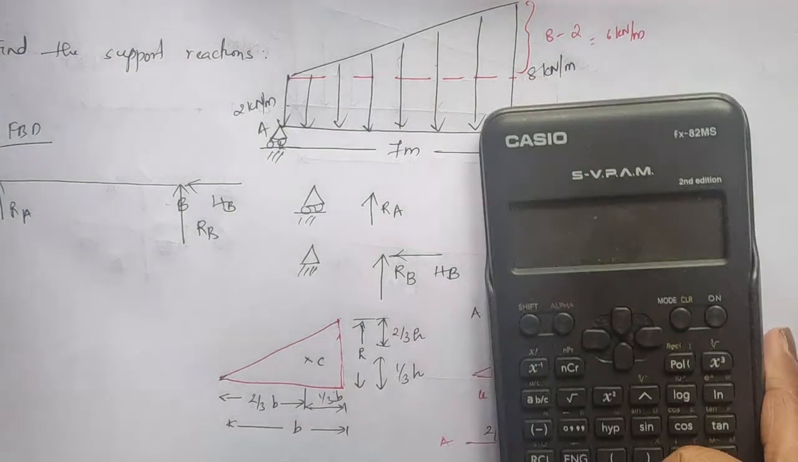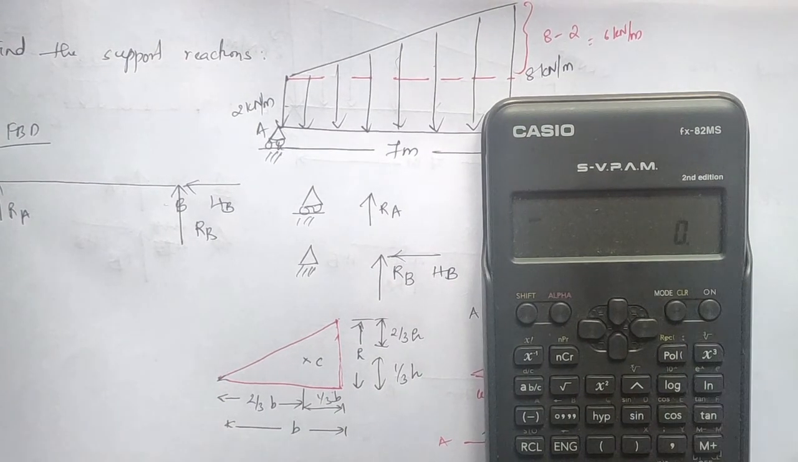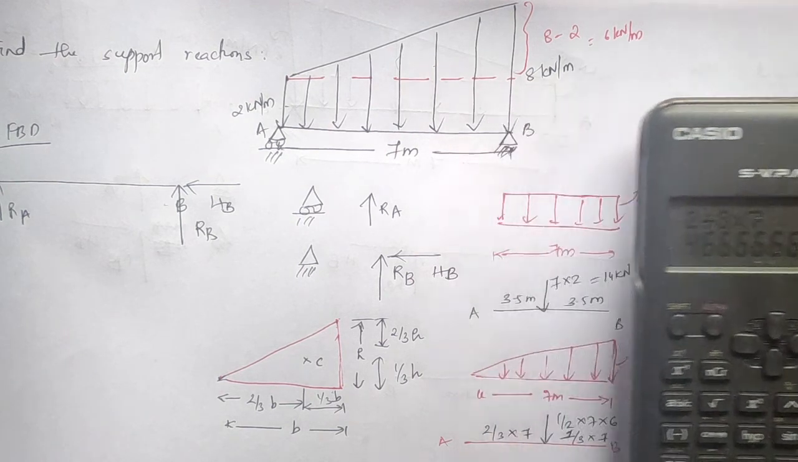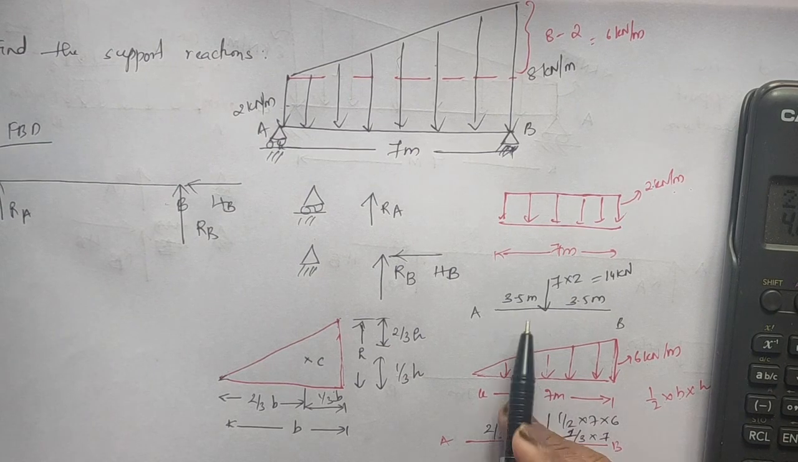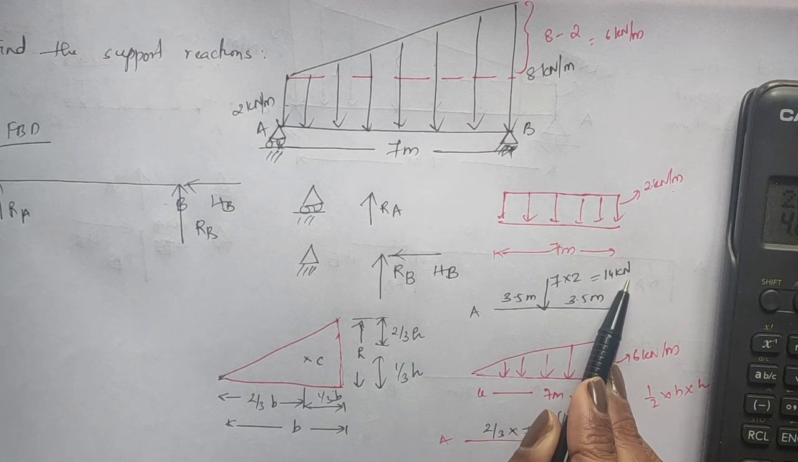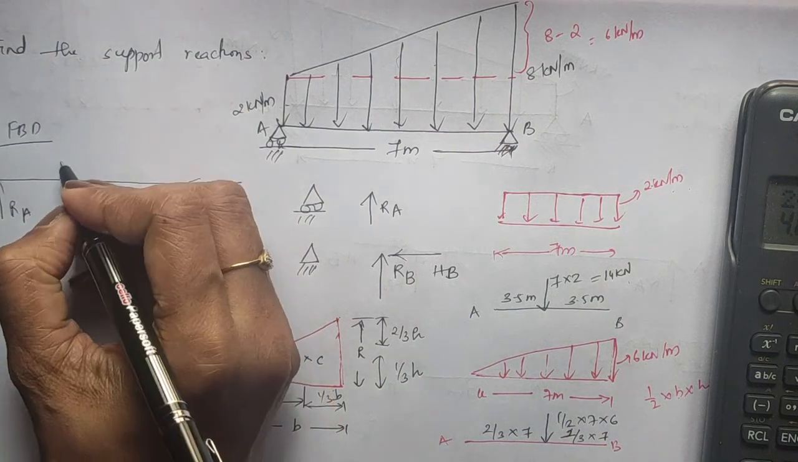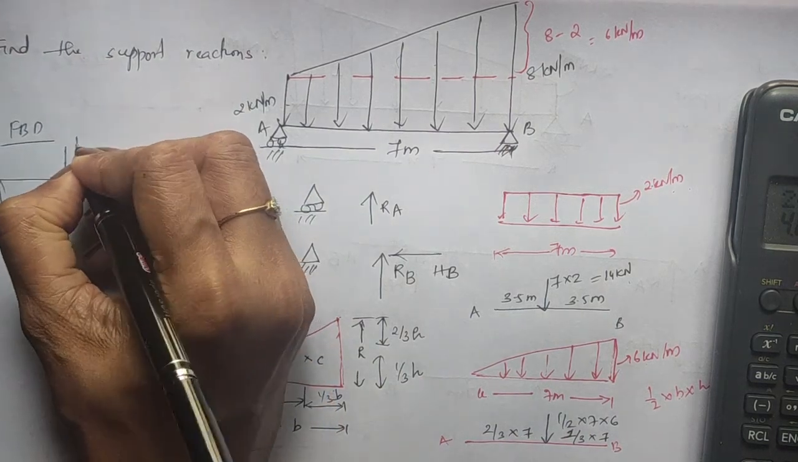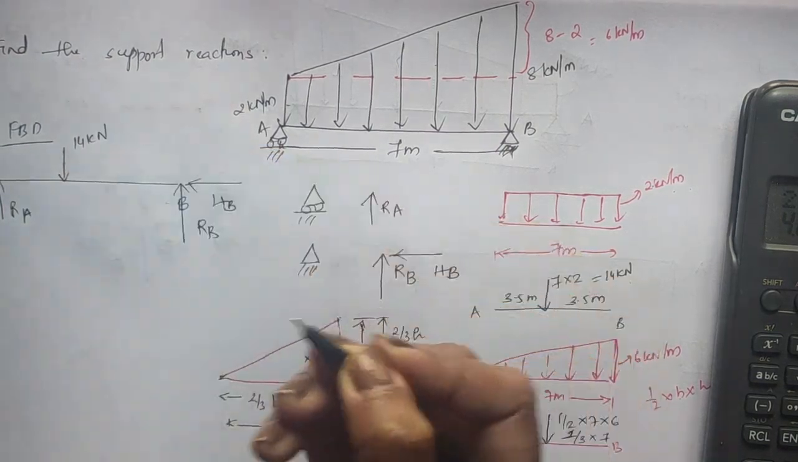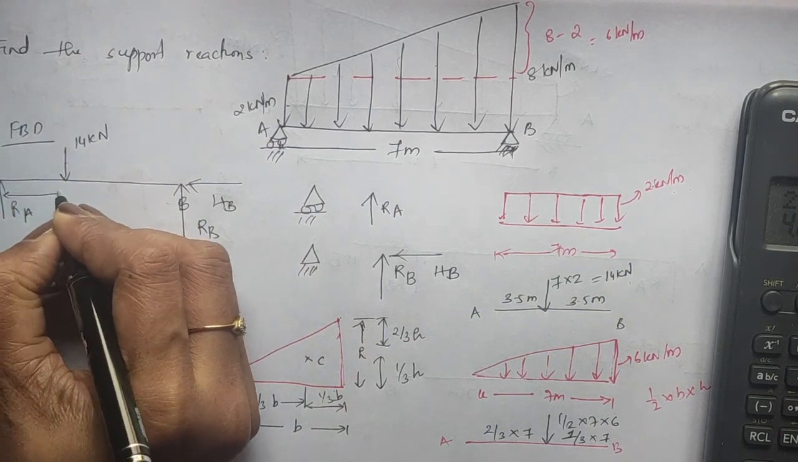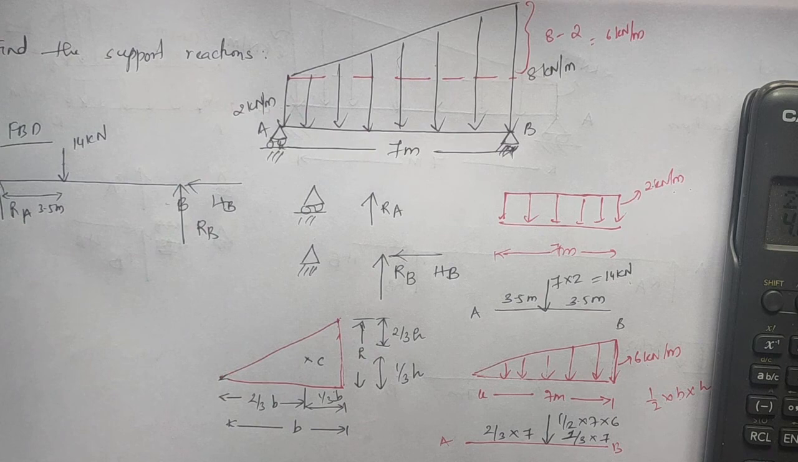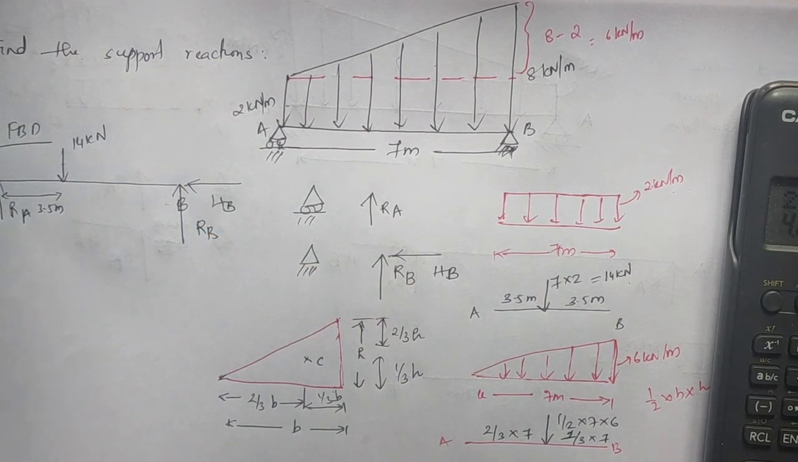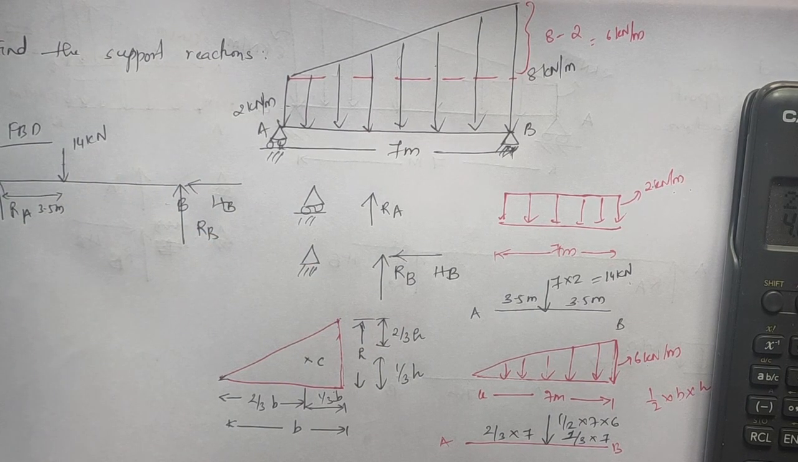So you can see here, 2 by 3 into 7 is 4.67. And we know that at 3.5 we have a 14 kilonewton load. First you mark that: 3.5, this is the 14 kilonewton load. Suppose this is 3.5 meter, this is the 14 kilonewton load. The remaining is also 3.5, but it doesn't look like it; you can mark it in the center also, no issues.